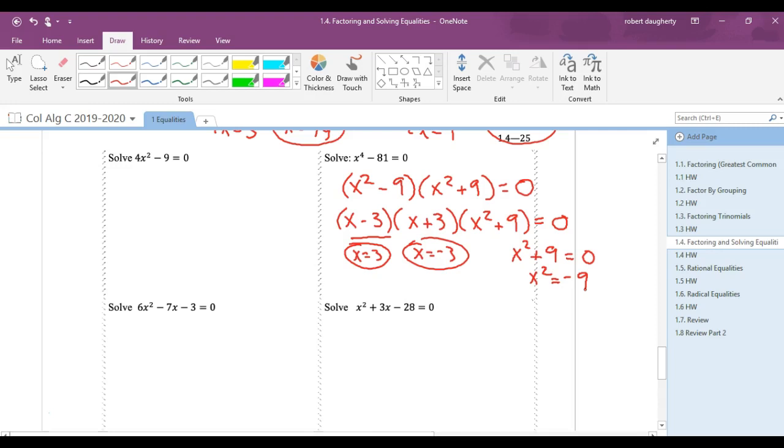You see how that happened? Okay. So when you set that equal to 0, x is 3. Set this one equal to 0, x is negative 3. Set this one equal to 0, and I didn't get a solution. Okay. So my only solutions are 3 and negative 3 for this one. Right. If it's something squared plus a positive number. Okay.